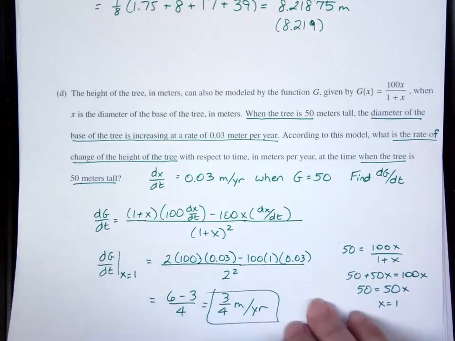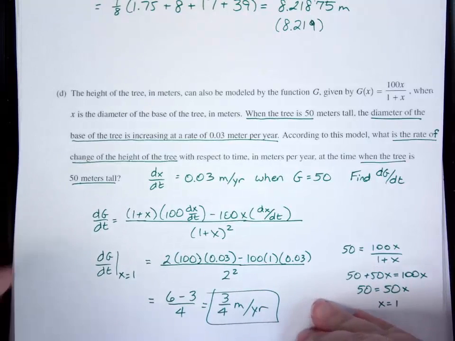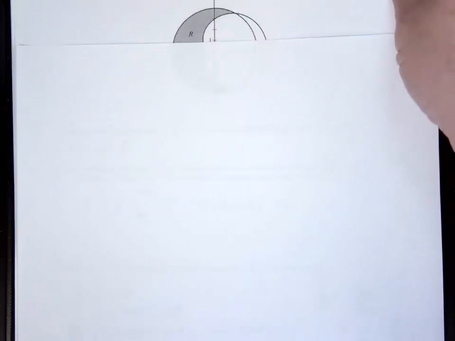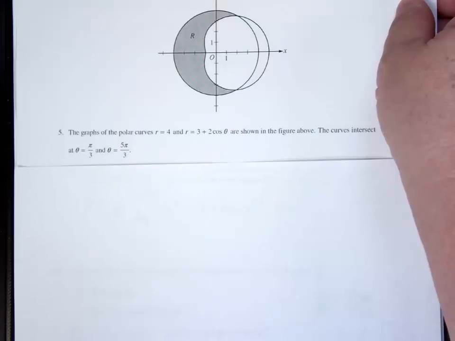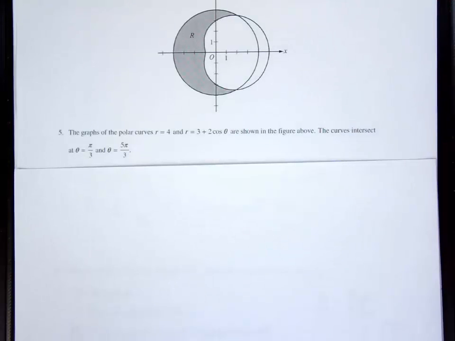Moving on to number 5, I believe is next. Yes, the polar graph. So you can see it, there it is. This is the first time that I know of in a while that they put a polar graph without a calculator, but that's okay. It's pretty straightforward. The graphs of the polar curves, r equals 4 and r equals 3 plus 2 cosine theta, are shown in the figure above. They intersect at pi over 3 and 5 pi over 3.